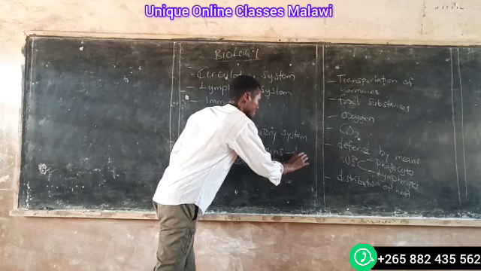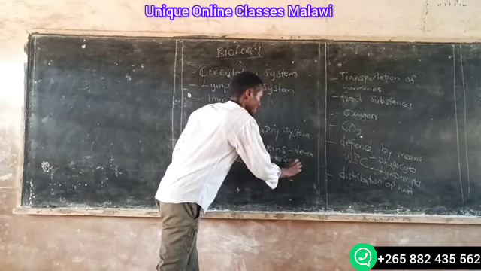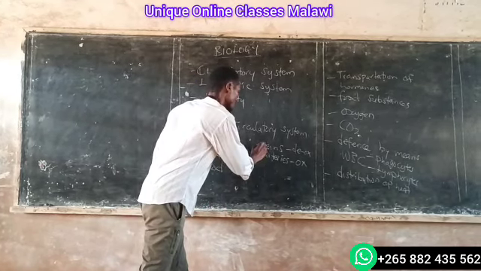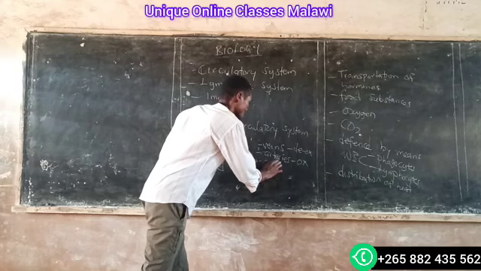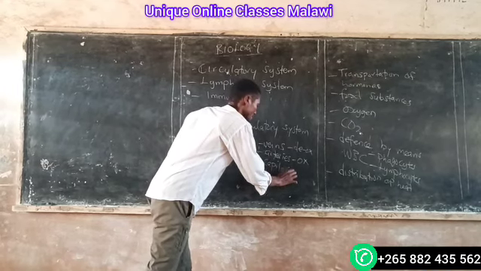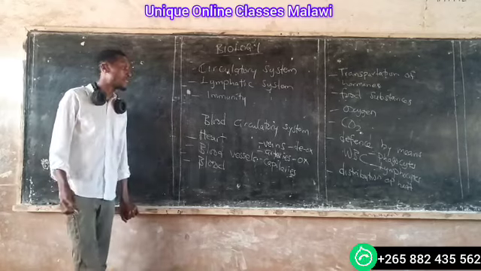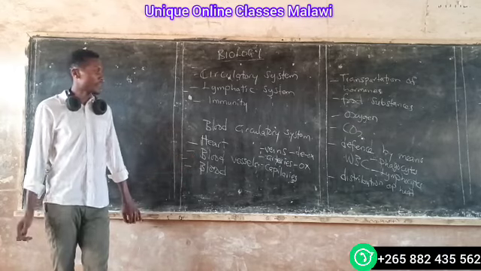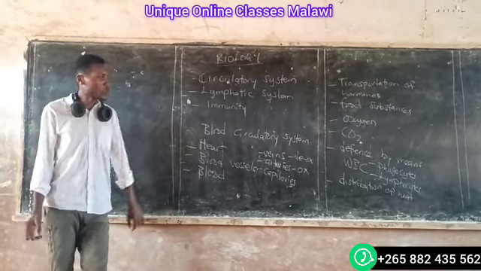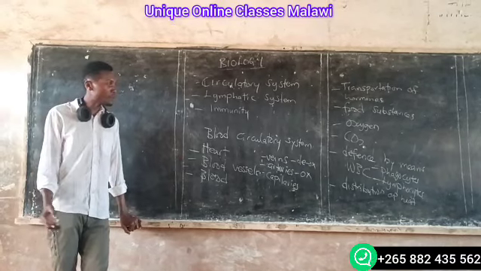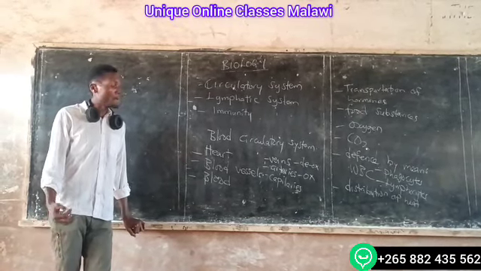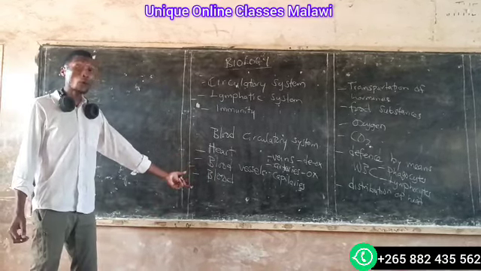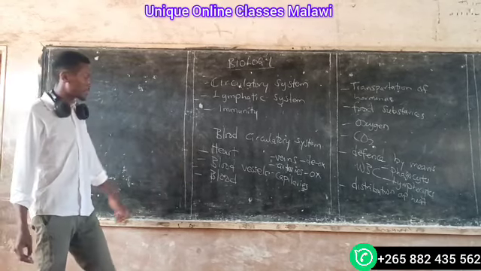This one is deoxygenated blood. This one is oxygenated blood. Then we have the capillaries. All of these have their own adaptations. They are adapted to the function they carry out as they are involved in blood circulation. The veins have adaptations, and the capillaries also. So we have the blood. Now, what are the components of blood? What is the blood made up of?